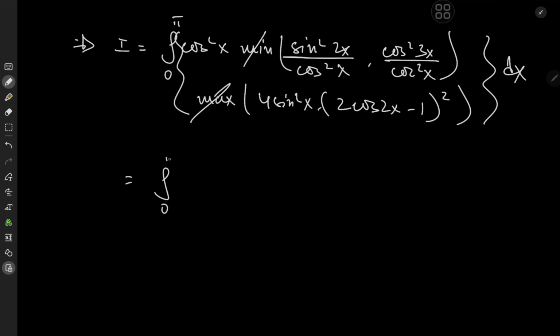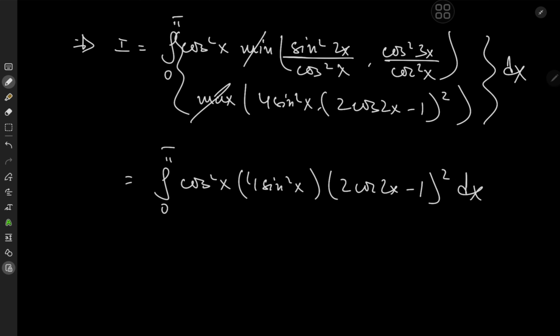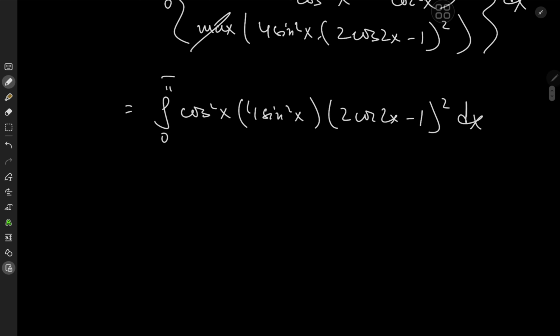So I here equals the integral from 0 to pi of cosine square x times, what exactly? We are left with 4 sine square x times, no wait, it's 2 cosine 2x minus 1, whole thing squared. And we see that if we multiply these two, we will in fact get that cosine square 3x term again. So I here simplifies to the integral from 0 to pi of 4 times sine square x times cosine square 3x dx.